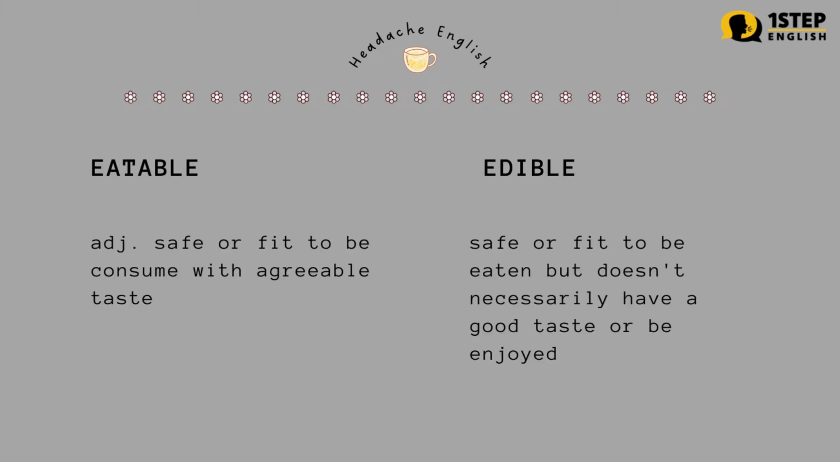Eatable versus edible. Eatable: adjective, safe or fit to be consumed with agreeable taste. Edible: safe or fit to be eaten but doesn't necessarily have a good taste or be enjoyed.